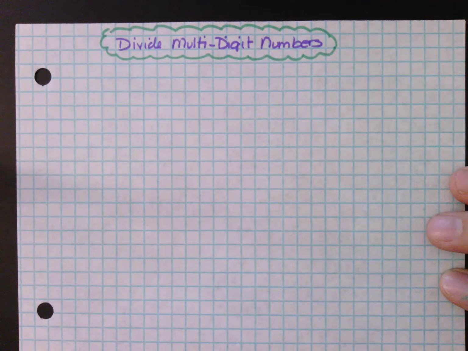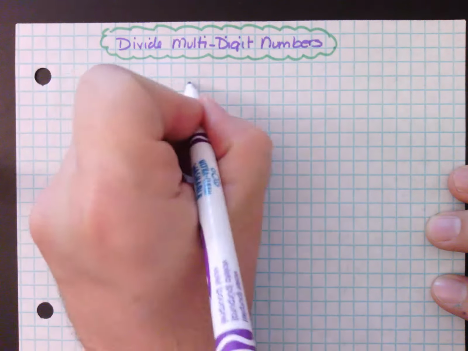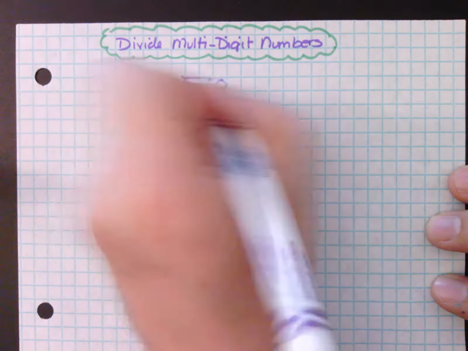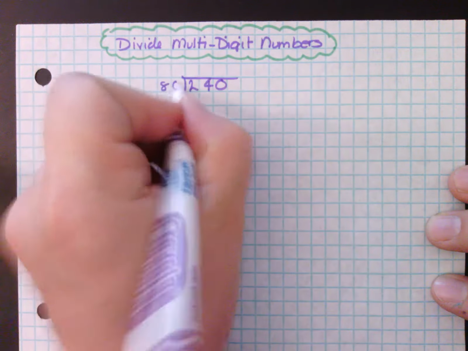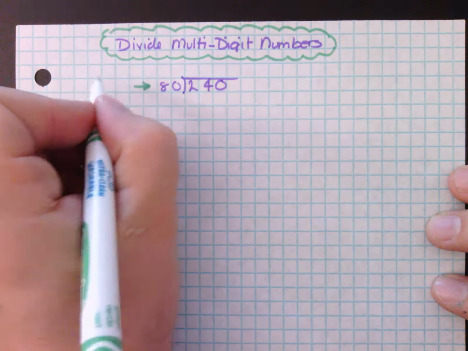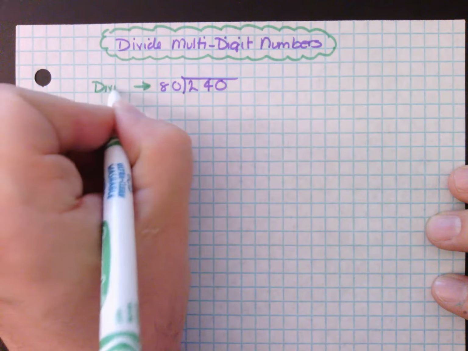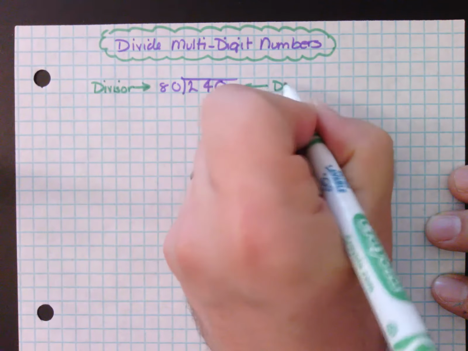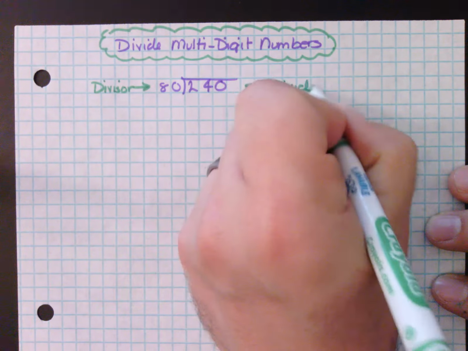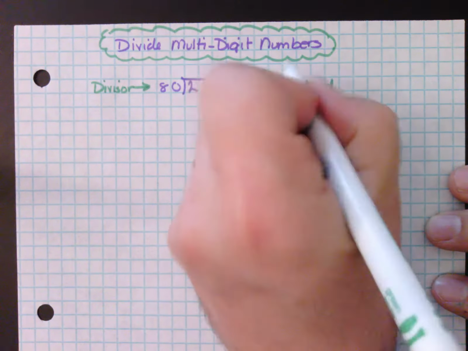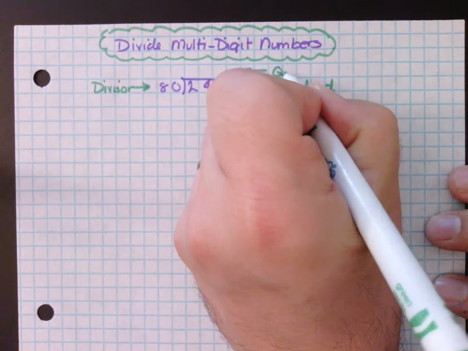Dividing multi-digit numbers. To review, if I have, for example, 240 divided by 80, I remember that this is my divisor. This is my dividend. And the answer to this division problem is called my quotient.